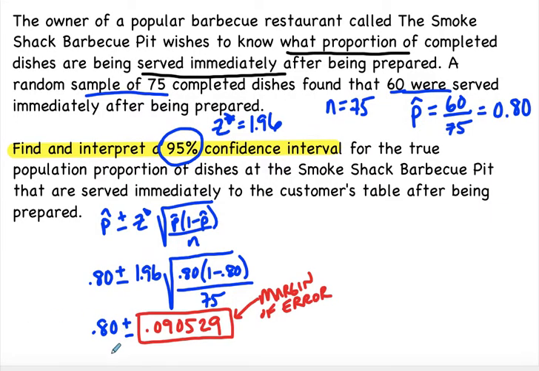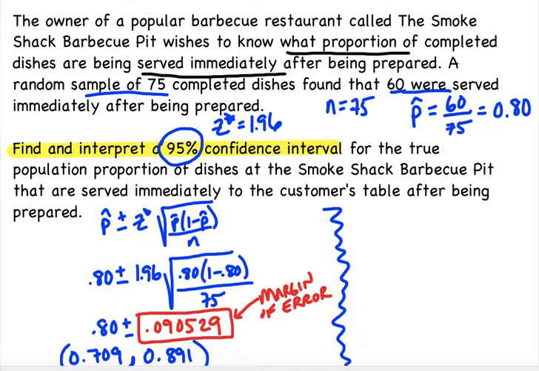So now what we need to do is get our actual interval. We're going to do 0.80 minus 0.090529. Subtract first because that's going to give you your lower bound. So we'll get 0.709, and then do a comma. Now do 0.80 plus 0.090529 to get our upper bound, which would be 0.891. So this is our interval right here. Okay, so we have found it. Now we need to interpret it.